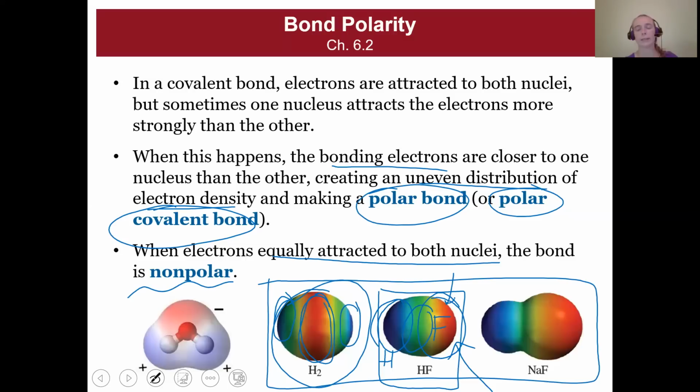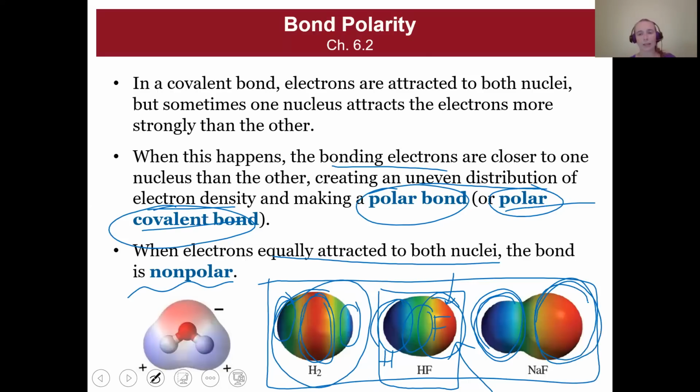And then if we look at sodium fluoride, it's a metal and a nonmetal. So sodium fluoride is an ionic compound. It's not a covalent compound, so it's not a polar covalent bond. It's an ionic bond. And we'll talk about that difference a little bit more in a few slides. But because it's an ionic compound, we see a really extreme difference in the electron density. The electron spends basically no time, pretty much none at all, on the sodium side, and almost all of its time over here on the fluorine side.